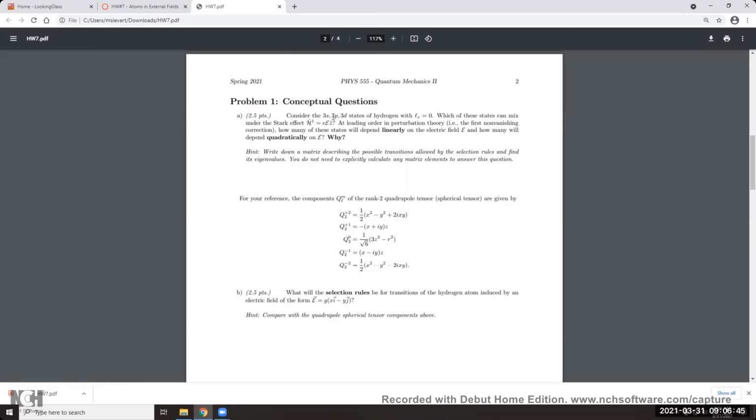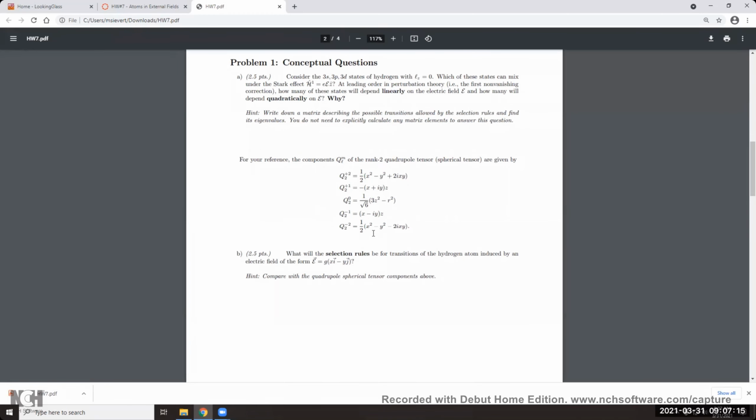So the question is, which states will depend at first order on the electric field? How many of them are there? And which states, and how many, will depend quadratically on the electric field based on the possible mixings of those 3 levels? So this is really about what kind of mixings are allowed by the selection rules. You do not need to actually calculate any of those matrix elements. So if you find yourself setting up a complicated integral, you've probably made it more complicated than it needs to be.